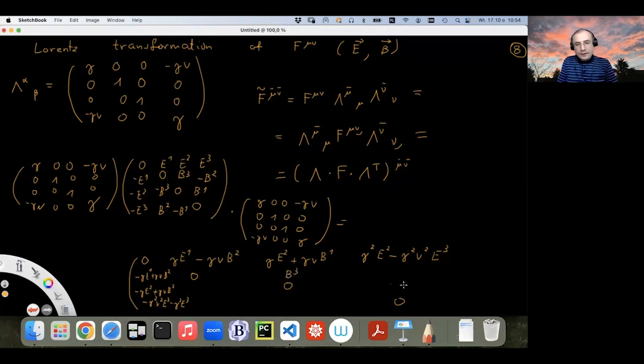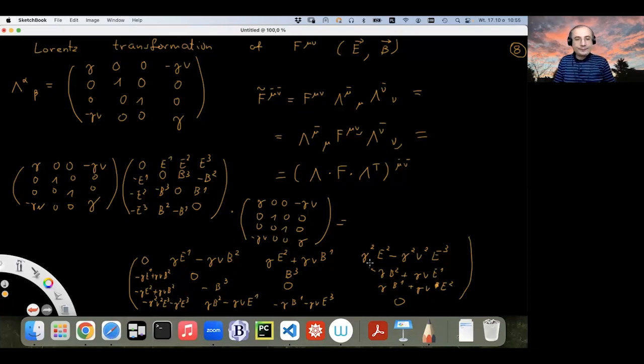Here we get B3. This one remains unchanged. This is interesting. Here we get minus gamma B2 plus gamma V E1, gamma B1 plus gamma B2, minus B3 here, gamma B2 minus gamma B1 minus gamma B1 minus gamma B3 here.